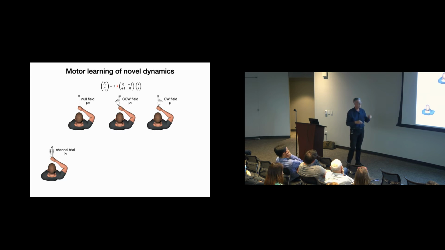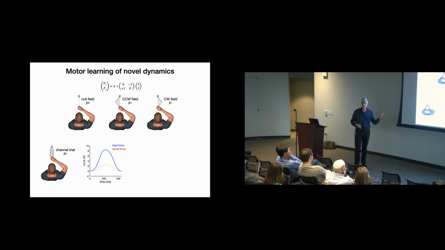But what we can do is measure the force they produce into the channel walls, as what they anticipated the force field was going to be. So here, for example, is the force they might produce into the channel wall. And here's the force which would compensate fully for the force field. If they produced this force, they would make a straight movement even with the force field on. And we can regress the two and say, well, that's no adaptation, that's 30%, that's 50, that's 75. So we can actually get a measure of how much adaptation we see.